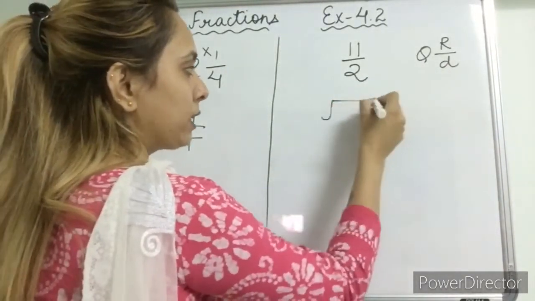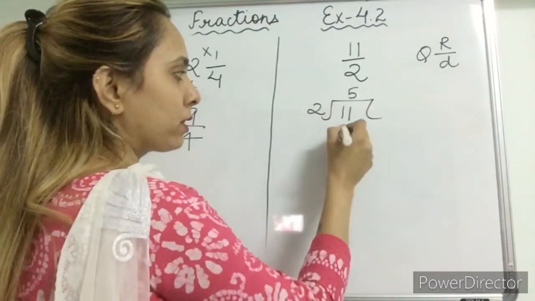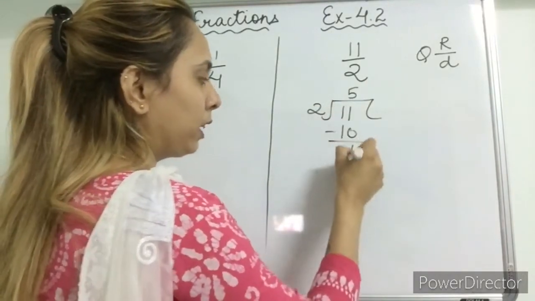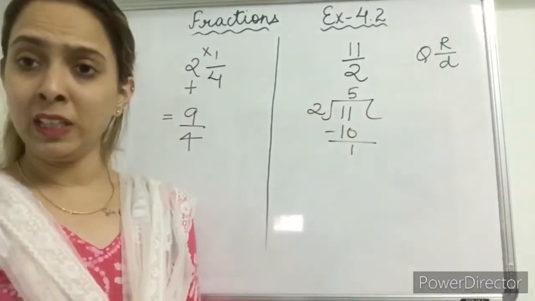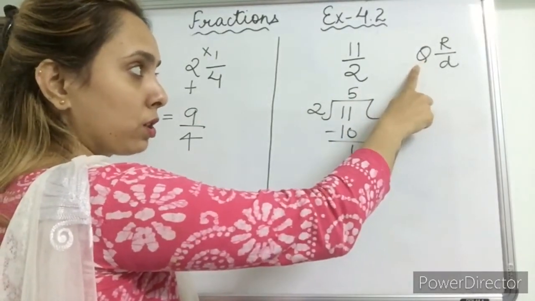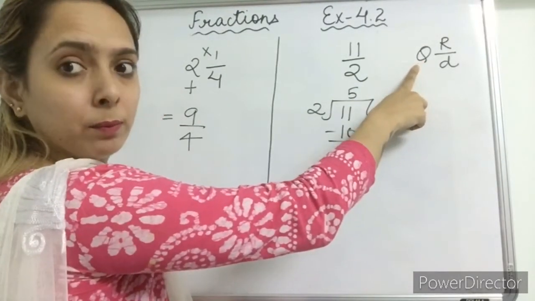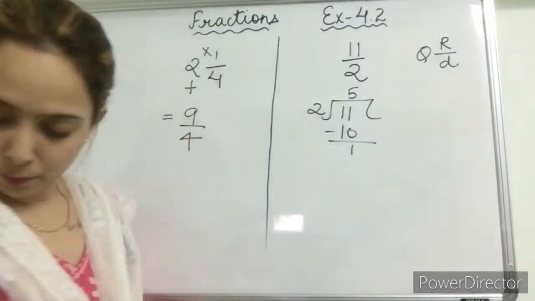So remember this formula. I will tell you how we will use it. We will divide this 11 by this 2. 2 5s are 10, so we will get the remainder as 1. Now how will we write these numbers? That is why I have made this formula. The quotient will be written here. The quotient is 5, so 5 is our quotient.